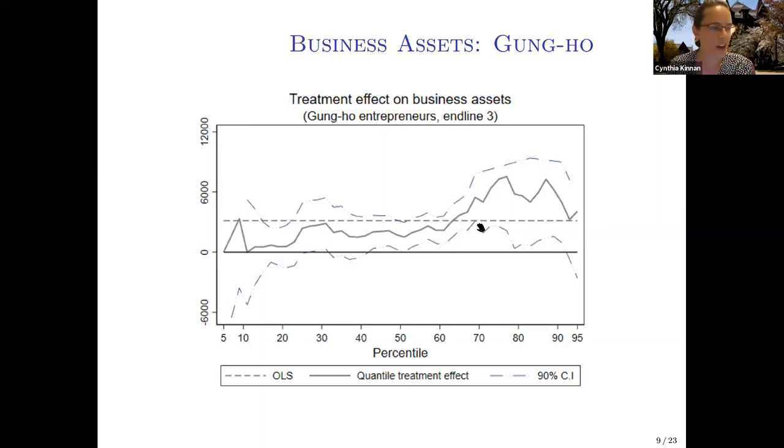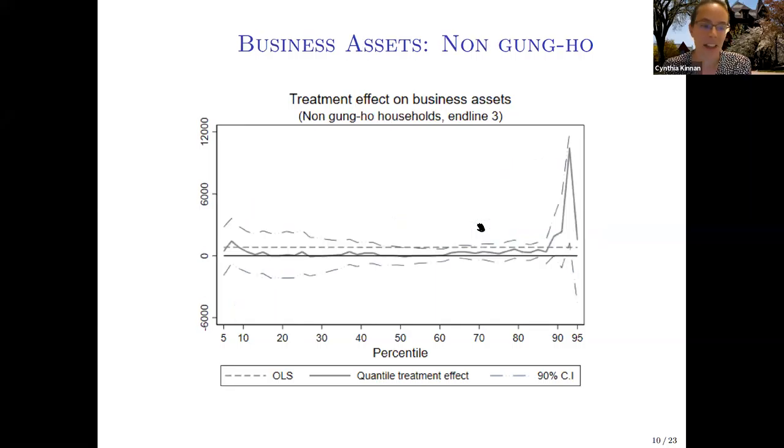Okay, so now what do we see for the non-gung-ho entrepreneurs? Well, as I already indicated, we basically see throughout the distribution no effects on business asset ownership for the non-gung-ho entrepreneurs, with the exception of this large but relatively imprecisely estimated effect at the very top, which we interpret as misclassification. These are a few individuals whom our relatively simple heuristic for who's a gung-ho entrepreneur and who's not has misclassified. But setting that aside, there are no effects, positive or negative, on asset ownership for the non-gung-ho entrepreneurs.